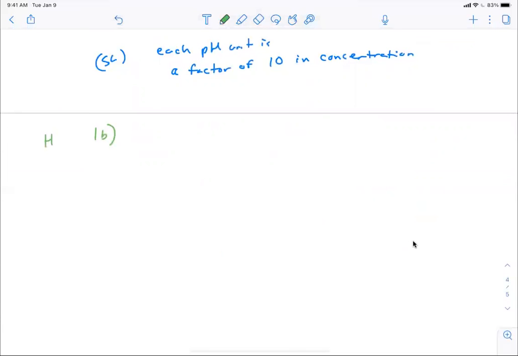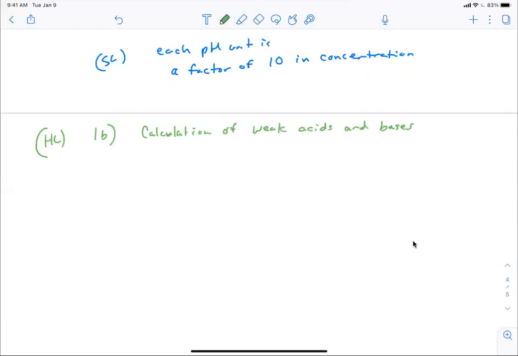1B is the HL aspect, and that is calculation of weak acids and bases. This is where you introduce the concept of Ka and Kb, because weak acids and weak bases dissociate partially. So now you have an equilibrium that you are dealing with.